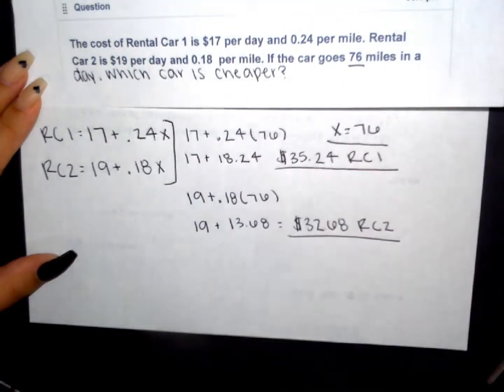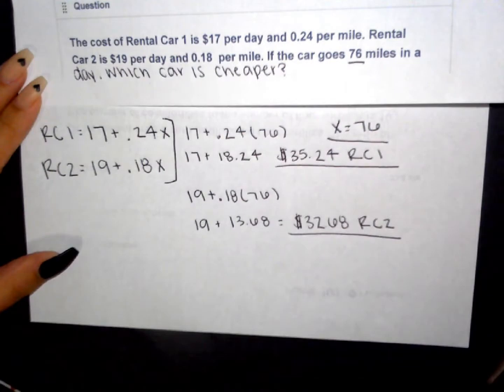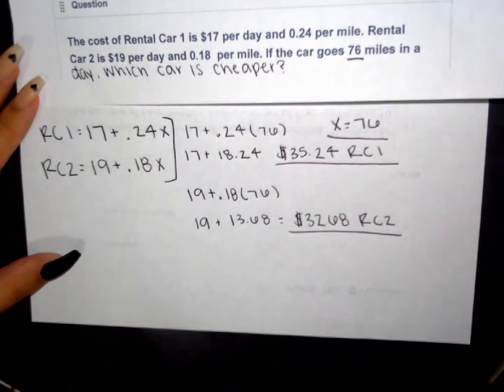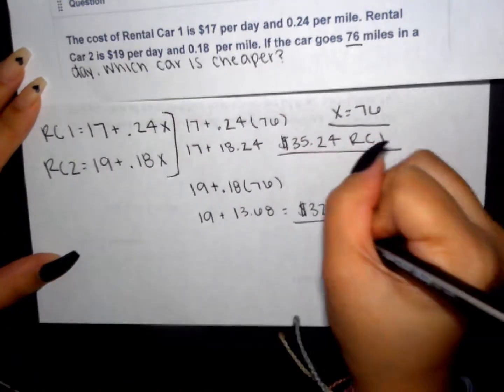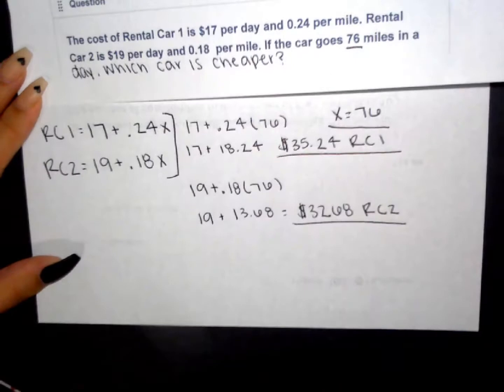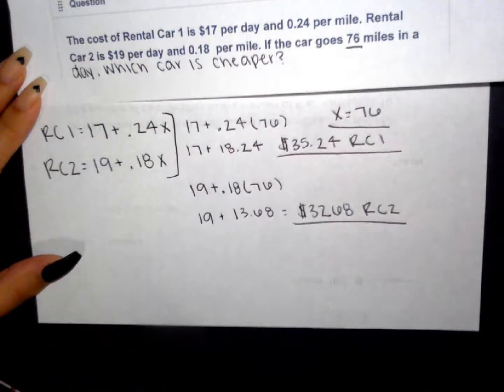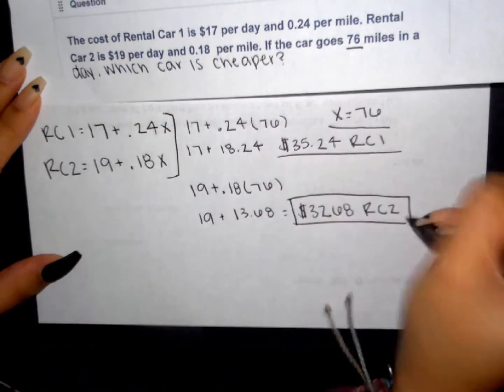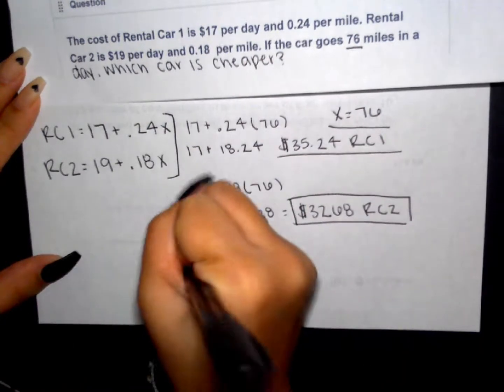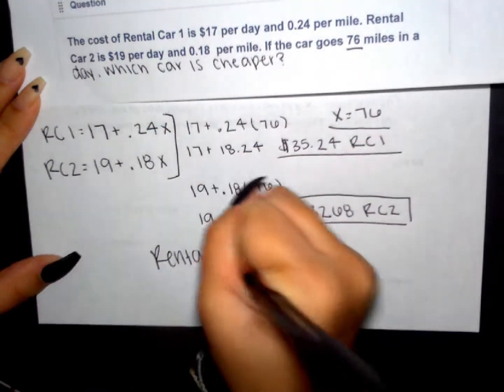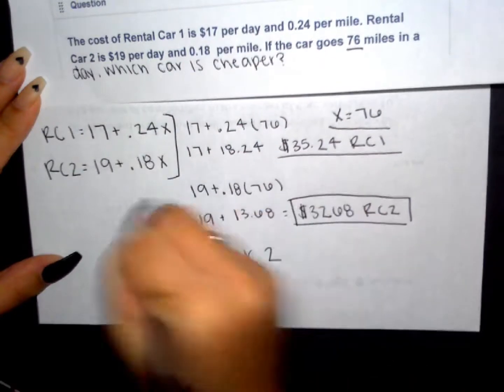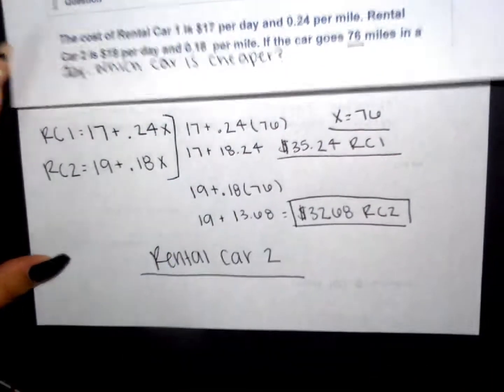So now all you have to do is decide, okay, which one's cheaper? Let me see my little decimal right there. So $32.68 is definitely cheaper than $35.24. So that means rental car 2 is cheaper. Rental car 2.